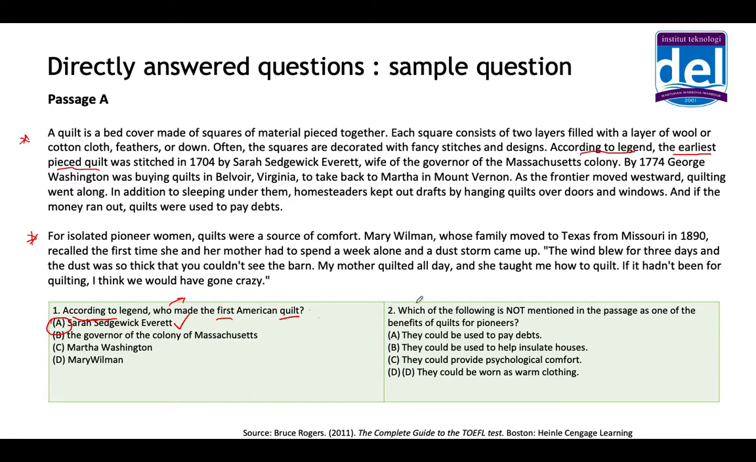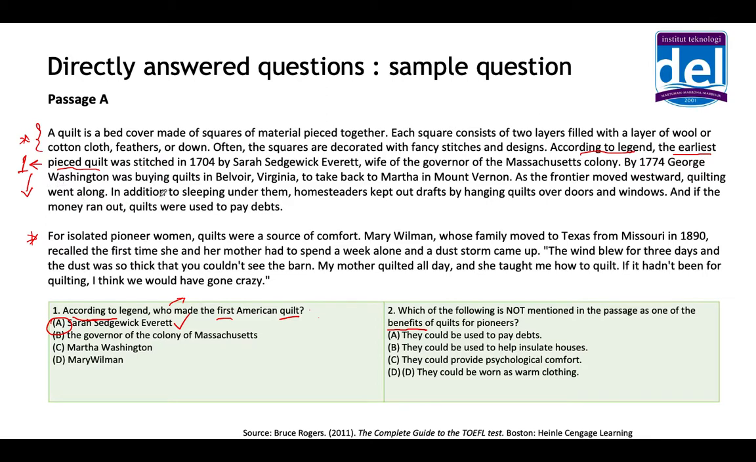Let's look at another question. "Which of the following is not mentioned in the passage as one of the benefits of quilts for pioneers?" The idea in this question is talking about the benefits, so we'll be focusing on the benefits of quilts in the sentences. And again, the answer for number 1 is located here. Remember, because the answer for this type of question is usually in order, we will be looking at the next sentences of the paragraph. It means that we don't have to go back to the previous sentences around here. We'll be just focusing on the next sentences.